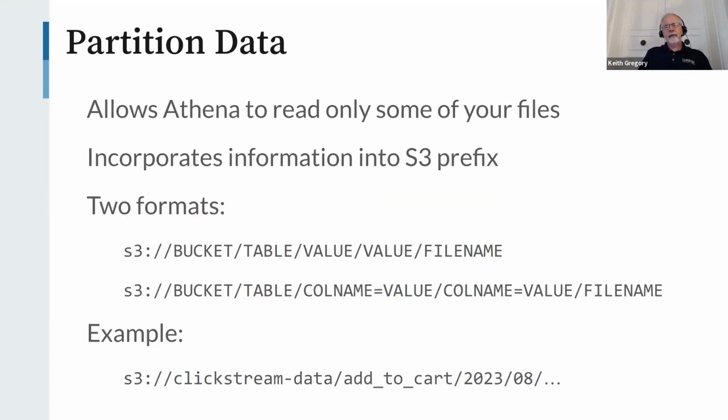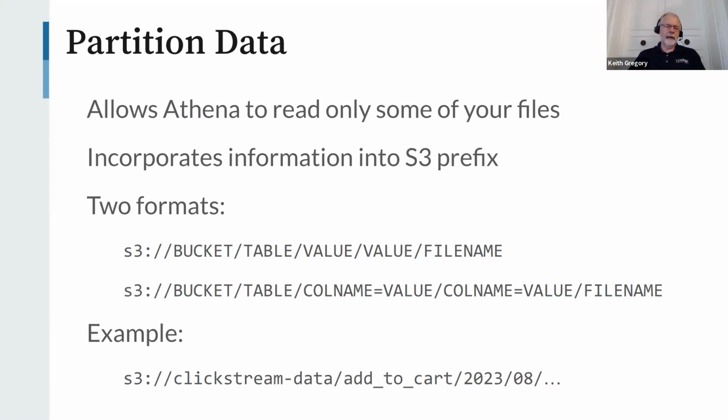So these are two knobs: having the right file type, and picking the right file size and the right number of files. And one way that you can really control the number of files is to partition your data, where you incorporate information into the S3 prefix, which will let it only look at certain files when it runs a query. So for example, there are two formats. Typically in your S3 URL, you have a bucket, you have a table, and then some number of partitioning values, and then you have files.